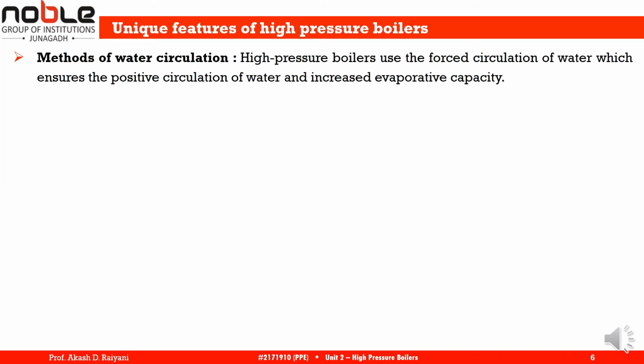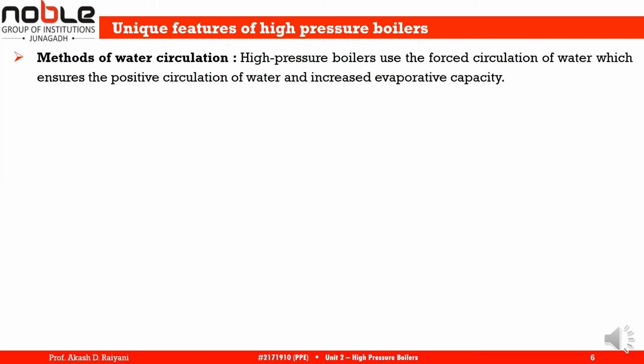Next one is unique features of high pressure boilers. There are three main unique features of high pressure boilers: methods of water circulation, types of tubing, and improved method of heating. Let us start with the first, methods of water circulation. Generally, there are two methods, natural water circulation and forced water circulation. Natural circulation is due to the density difference between hot water and cold water, and forced circulation is caused by a centrifugal pump.